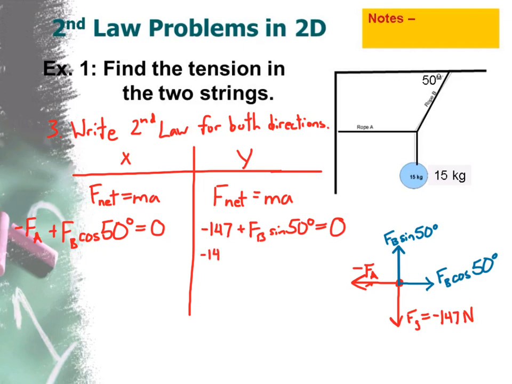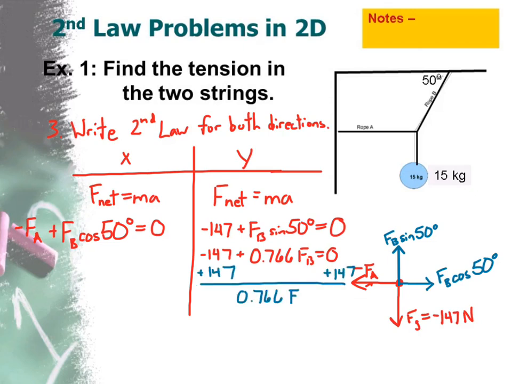So let's undo that subtraction by adding. Actually, what I did first, I just figured out what sine of 50 degrees is, and that's 0.766. And then I'm going to go ahead and add 147 to both sides. And when I do that, I'm left with 0.766 f sub b equals 147.